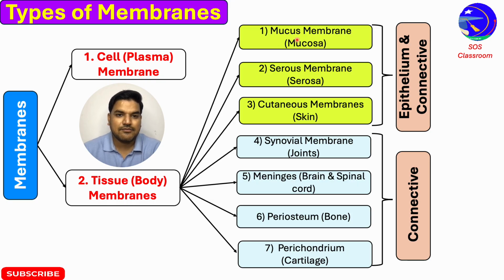So the first three, mucous, serous and cutaneous, are made by the epithelial tissue or connective tissue. But synovial, meninges, periosteum and perichondrium are made only by the connective tissue. So this is the general classification of the different types of membrane. Now we will discuss the tissue or body membrane.